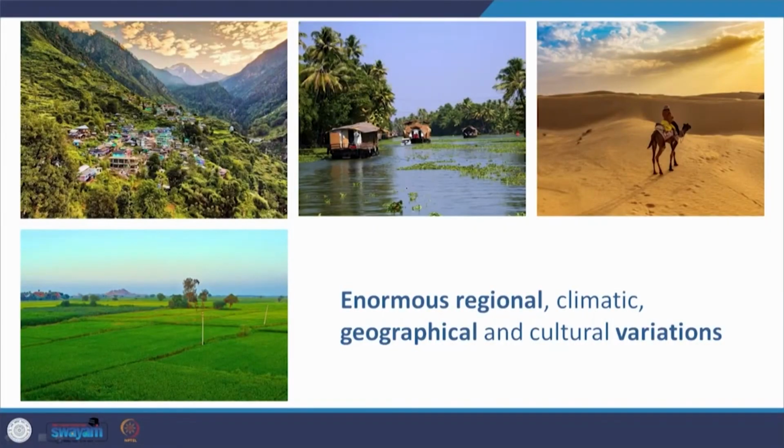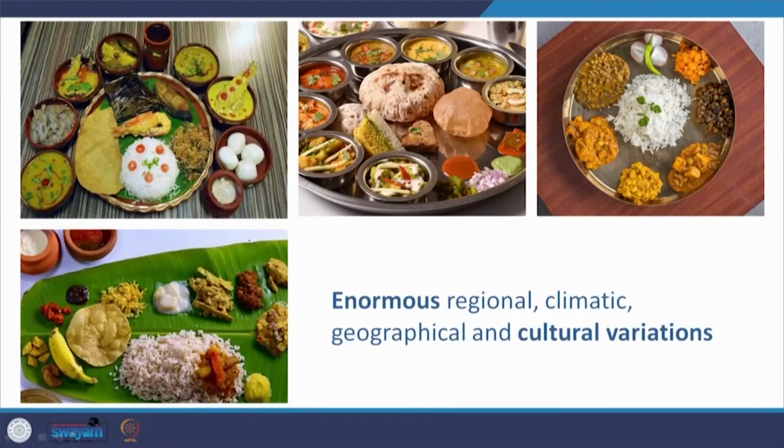Then there is enormous regional and geographical variation, whether we are talking about the mountains, the backwaters of Kerala, the desert of Rajasthan or the plains of North India. These are varying topographies, from hills to the sea, from desert to green plains. We are talking of enormous cultural variations. The so-called thali, the basic full meal, from different regions of India, the cuisine varies so tremendously and it is so unique and so interesting.